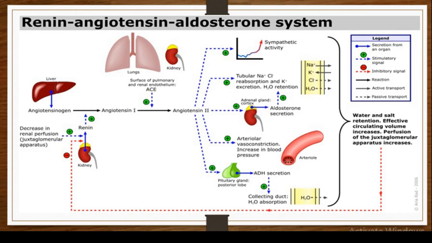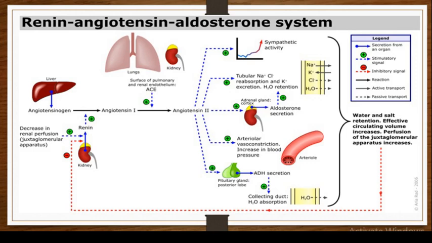The angiotensin 2 will further act on the arterioles to cause vasoconstriction of the arterioles. And once vasoconstriction occurs, it will also increase the total peripheral resistance. And don't forget that the diastolic blood pressure is also determined by the total peripheral resistance. And so once total peripheral resistance increases, diastolic blood pressure will also increase.